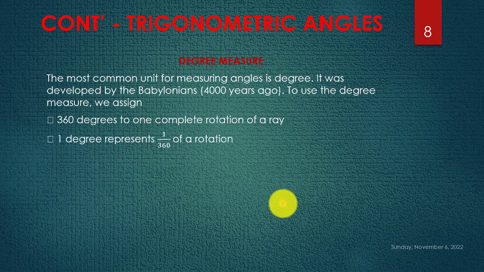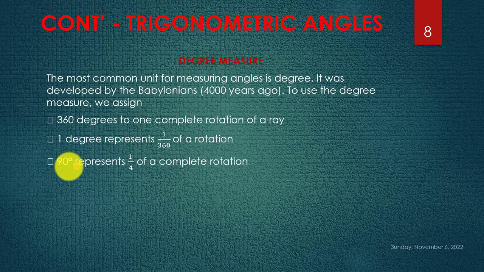Also, we assign 1 degree to 1 out of 360 rotation. So we had this ratio from the first one. If you have 360 degrees to 1 complete rotation, then 1 degree will also represent 1 out of 360 rotation.